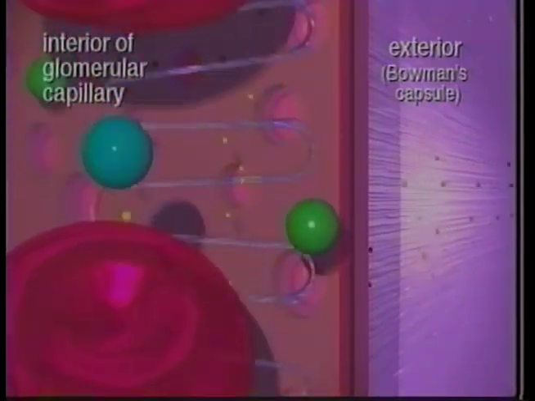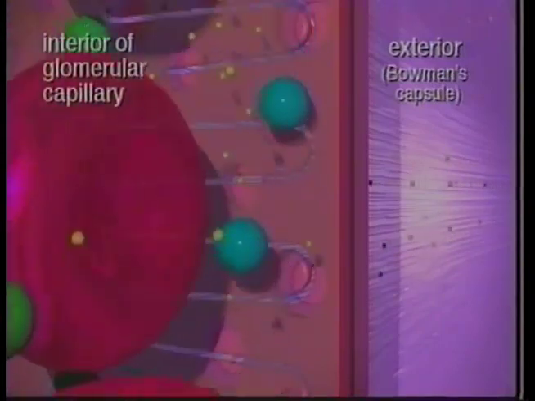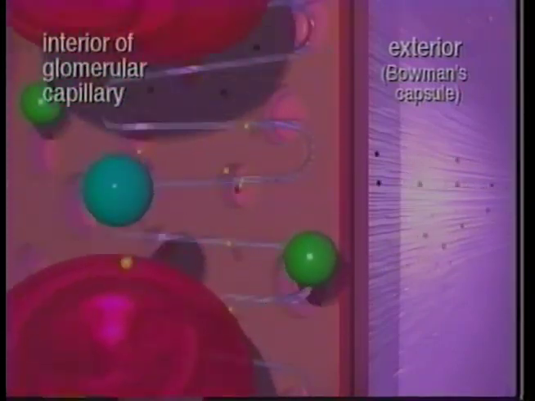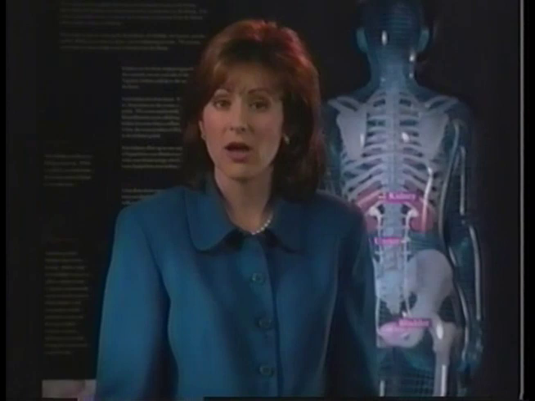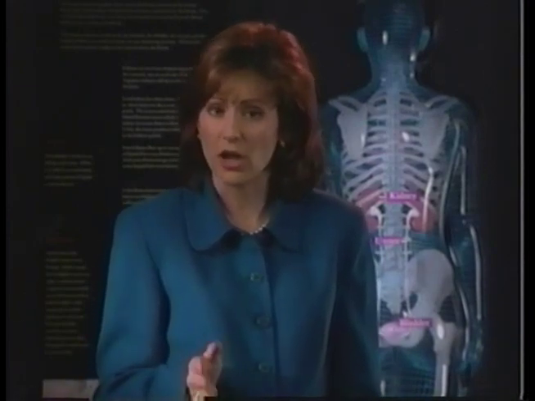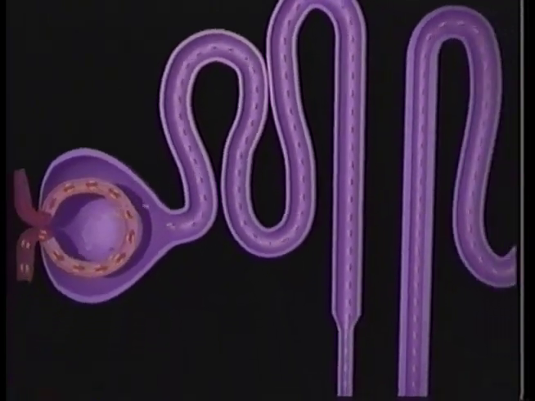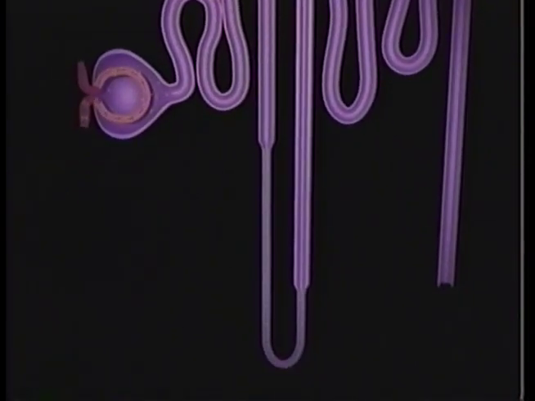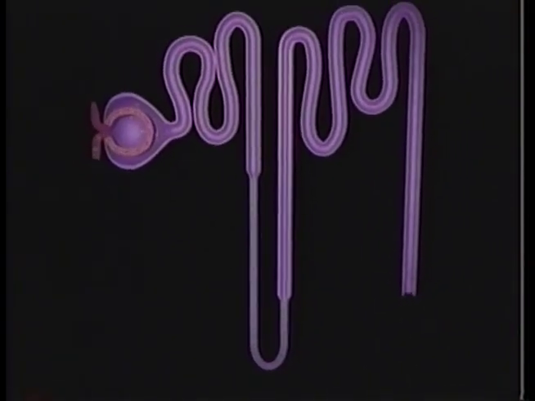Blood cells and large proteins are too large to pass through the filtration membrane. The water and small molecules forced into Bowman's capsule form a solution called glomerular filtrate. When the glomerular filtrate enters the renal tubule, it is called tubular fluid. The tubular fluid leaving the kidney is called urine. As it travels along the nephron, the composition of the tubular fluid changes dramatically.